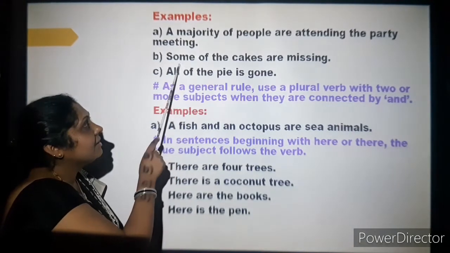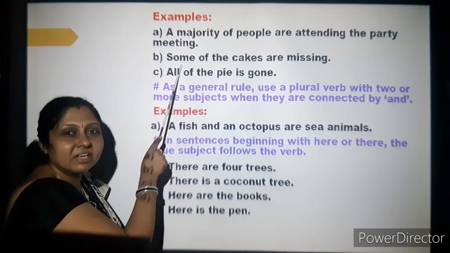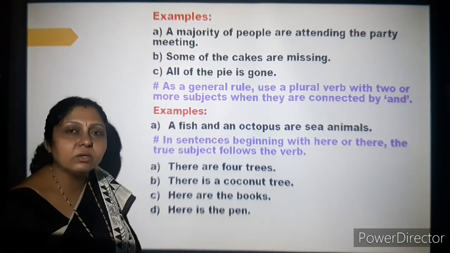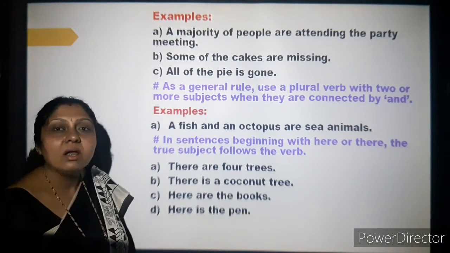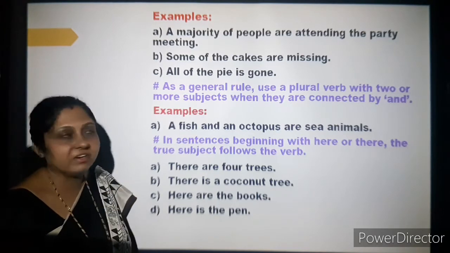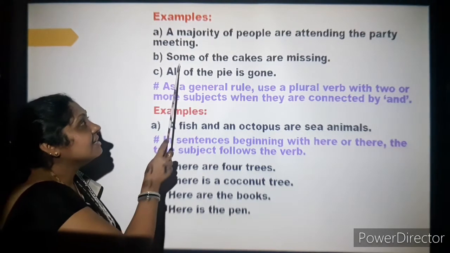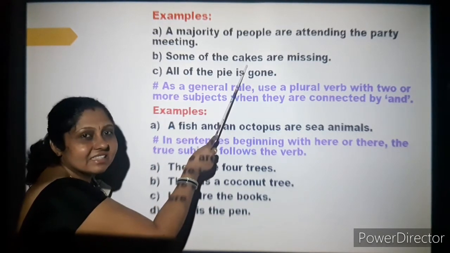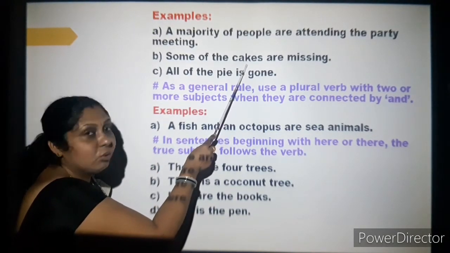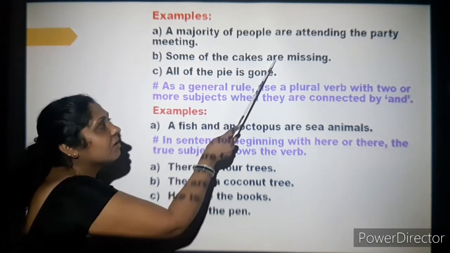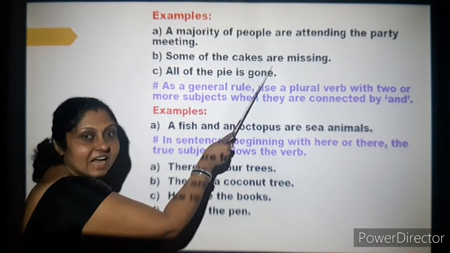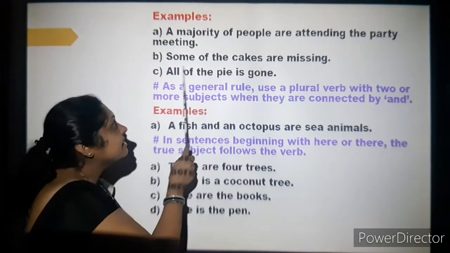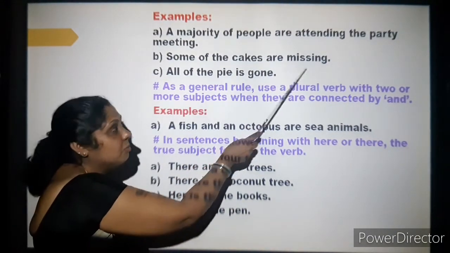Now again, some we usually use with uncountable nouns, wherein you are not able to count it, you are telling a portion of it. But here, see there, some of the cakes. So, here it is in plural form. So, your verb is also in plural form, that is are. Some of the cakes are missing.